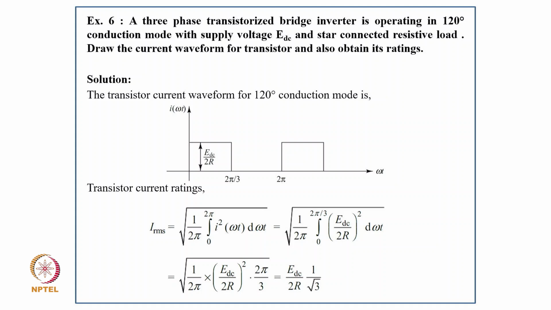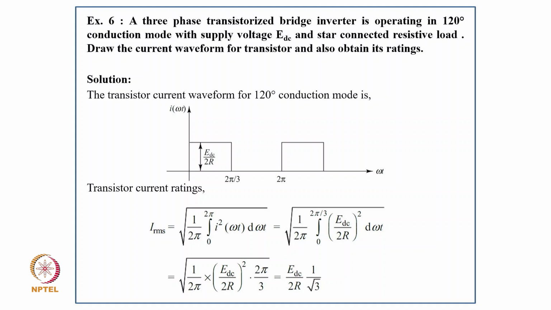So coming to example 6, a 3-phase transistor inverter is operating in 180-degree conduction mode and supplying the voltage EDC to a star connected resistor load. Determine the current waveform for transistor and obtain the rating. So transistor current waveform shown here, that is magnitude EDC by 2R, EDC by 2R, with the conduction from 0 up to 120 degree, then 180 to 240 degree.